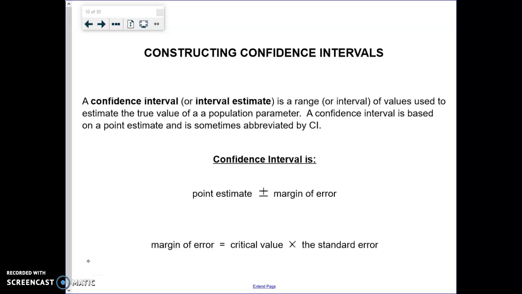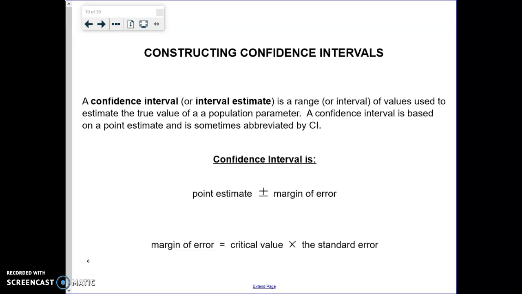Right, now, in this episode 2 of the notes for 10.2, basically we're going to look at how we construct a confidence interval. Now, a confidence interval, whether you're setting it up to estimate a population proportion or a population mean, is basically very similar.